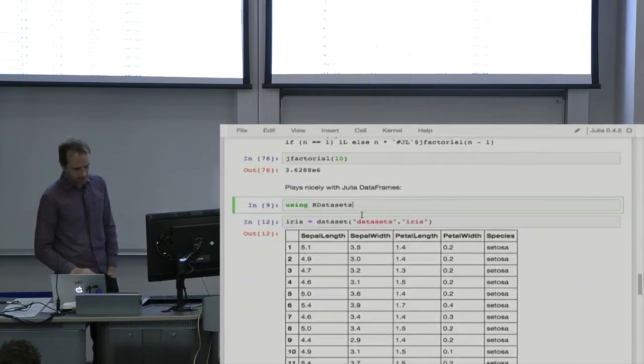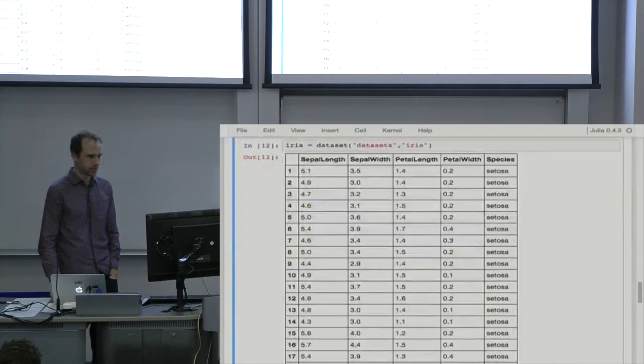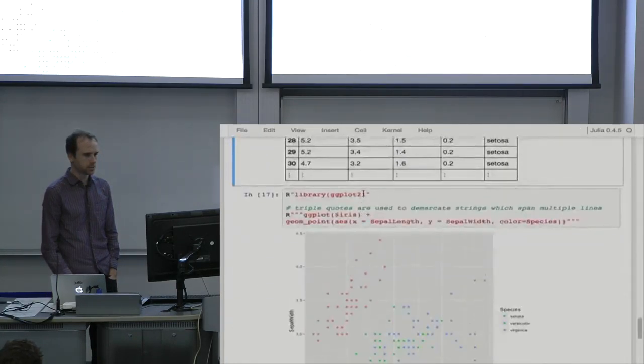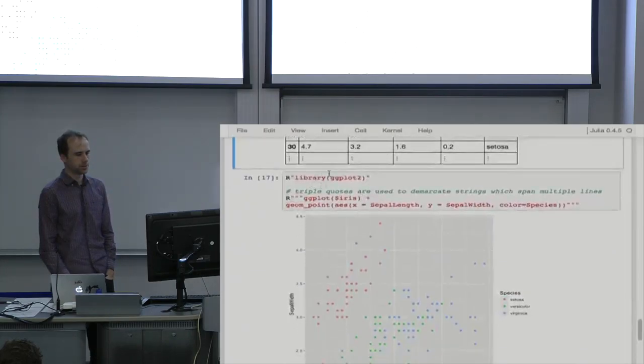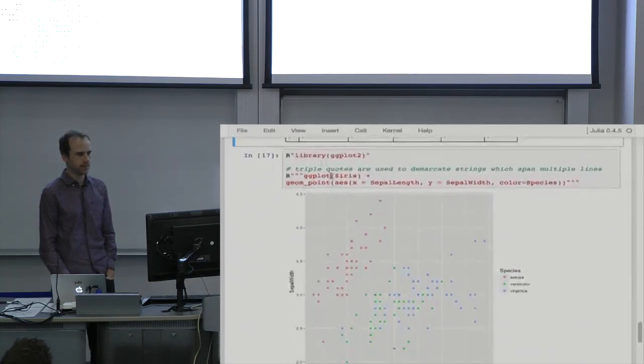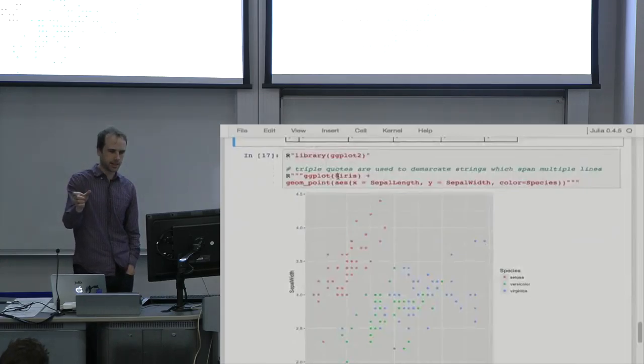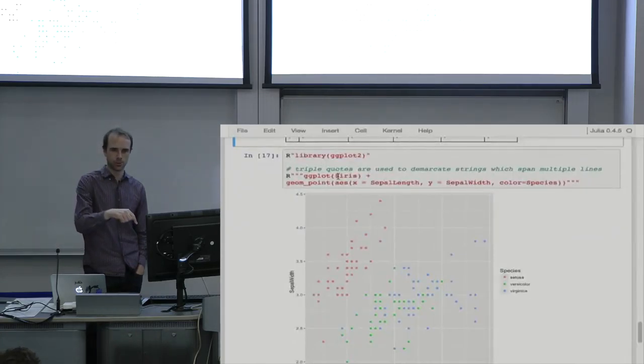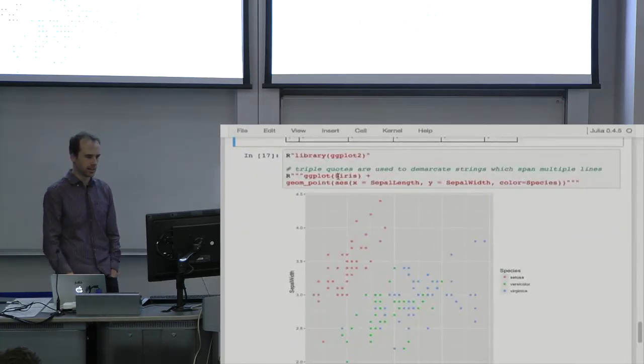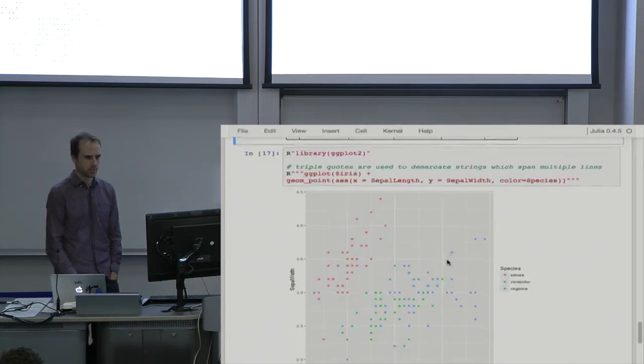R datasets. We'll load an R dataset. So this is the iris dataset I loaded before, iris. And then we can just load the R ggplot2 library and pass it in. Basically, Julia data frames are automatically converted back to R data frames. So we plug the iris in here, this is the Julia data frame passed back to R, and we get the same plot I had earlier, but in ggplot2.